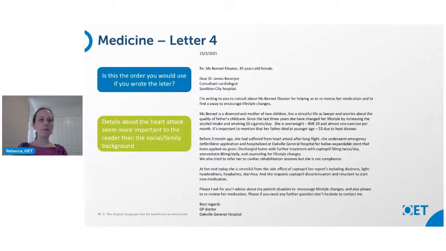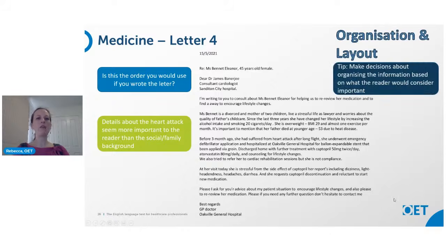So these details are much more important in terms of what's happened for the patient to be able to understand. So it would have been good to switch the order for those paragraphs to bring the heart attack details in front of the social or family history information. And my tip here for organization and layout is that you need to make decisions about how to organize the information based on what the reader would consider important.